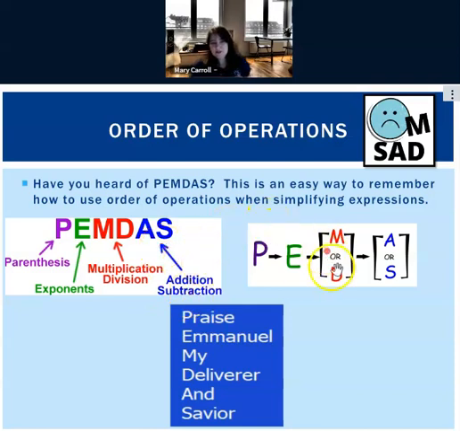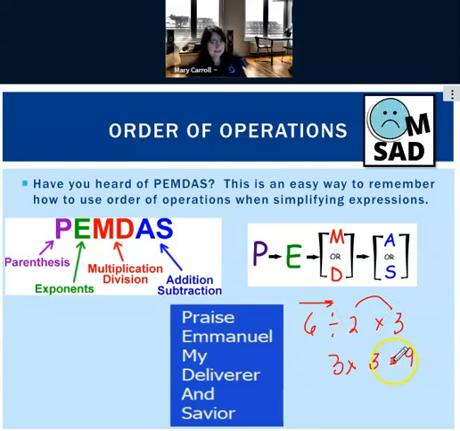I do like to put these two together like this because if I have something like 6 divided by 2 times 3, I do read left to right. So it would be 6 divided by 2, which is 3, and 3 times 3 is 9. If I multiplied these first, I would get 6, and 6 divided by 6 is 1, and that's not right. So always make sure you're doing order of operations, but multiplication and division, and addition and subtraction, need to be read from left to right.